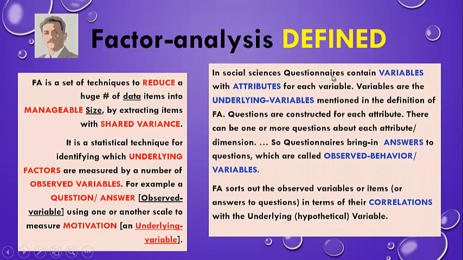In social research, questionnaires contain variables with attributes for each variable. Variables are the underlying variables mentioned in the definition of factor analysis. While questions are constructed for each attribute, there can be one or more questions about each attribute or dimension. So, questionnaires bring in answers to questions which are called observed behavior or variables. Factor analysis sorts out the observed variables or items or answers to questions in terms of their correlations with the underlying hypothetical variable.